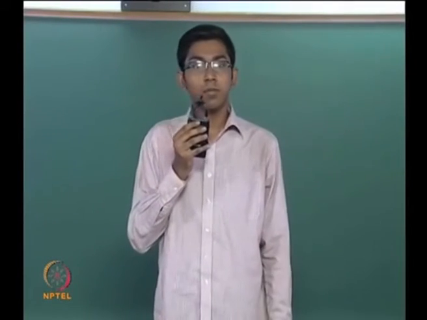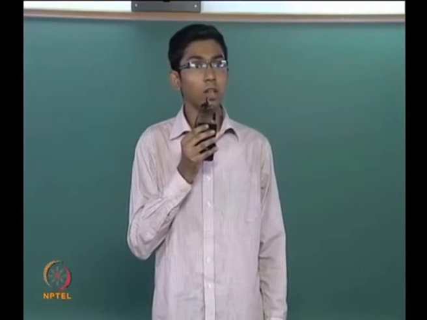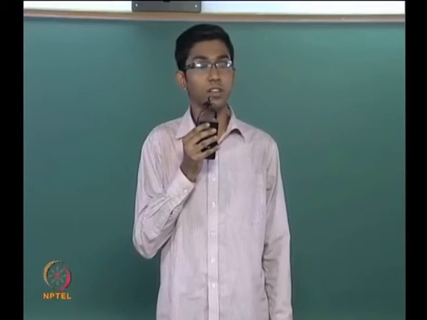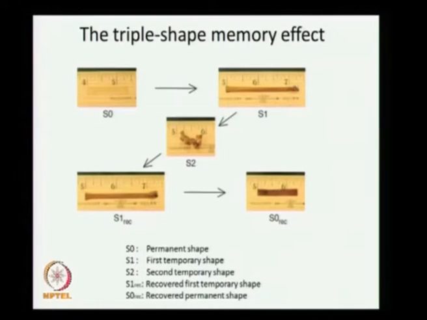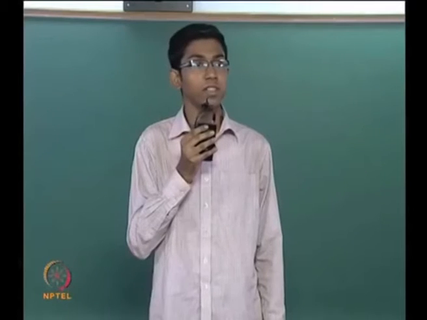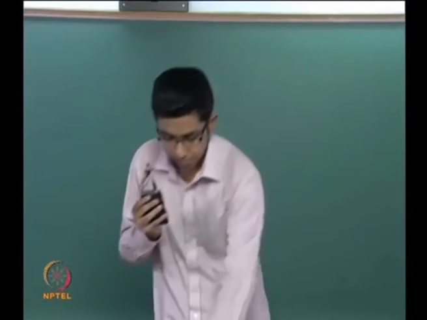The triple shape memory effect, as shown in this slide, is shown by those polymer systems which possess two separate phase transitions, and the temporary shapes S1 and S2 exist above and between these transition temperatures.